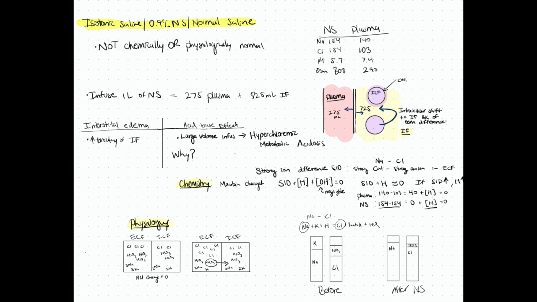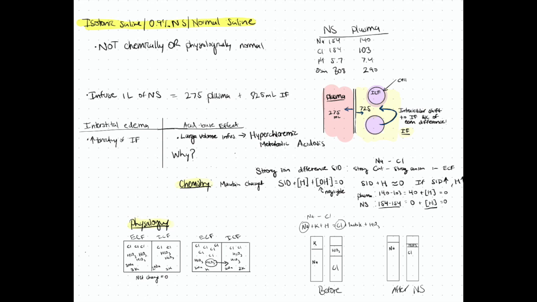275 milliliters of that is going to end up in the plasma, which will affect your blood volume. 825 milliliters will eventually end up in the interstitial fluid. Wait a minute, 275 plus 825, that's a little bit more than the first liter we started with, right? Why is that the case? Let's look at that picture on the top right. So I said 275 will end up in the plasma. In other words, of that liter, 275 ended up staying in the plasma. 725 ended up going to the interstitial space.